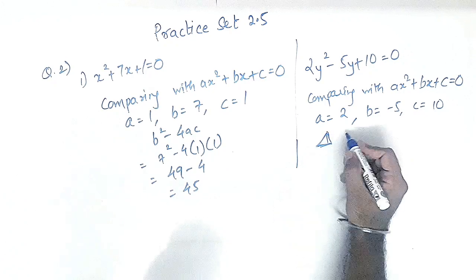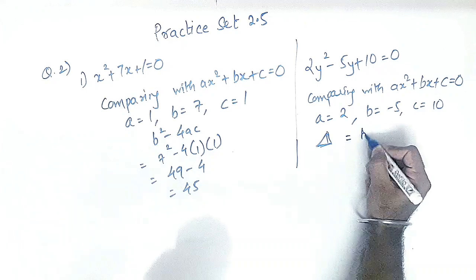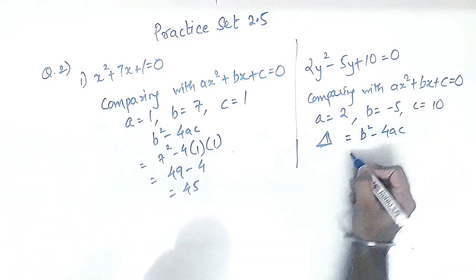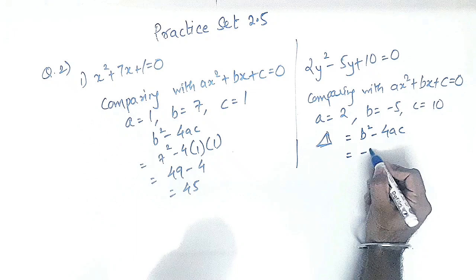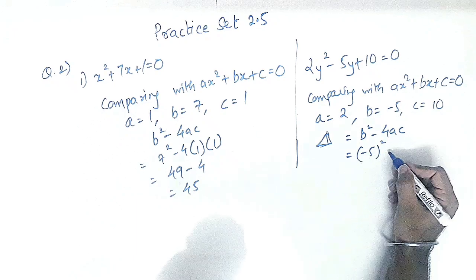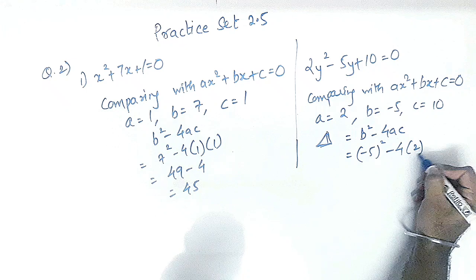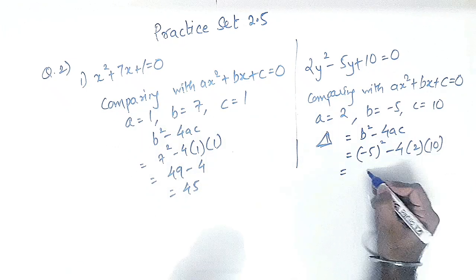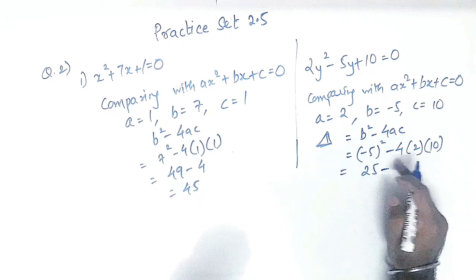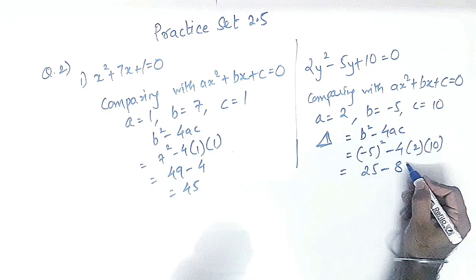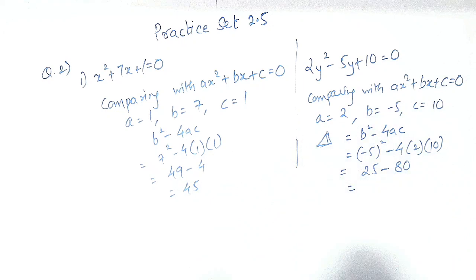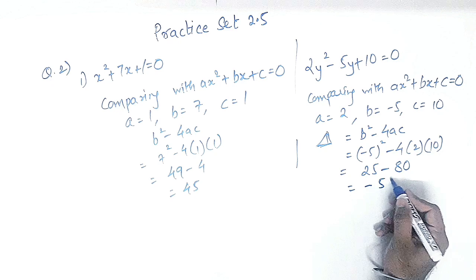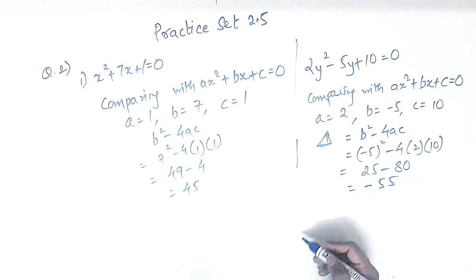I'll write the symbol for discriminant. Discriminant is equal to b square minus 4ac, which is minus 5 square minus 4 into a, which is 2, c is 10. So this becomes 25 minus 4 twos are 8, 8 tens are 80. As you can see here, the discriminant is negative. What you are getting is minus 55. So this was your second one. Let us move on to the third one.